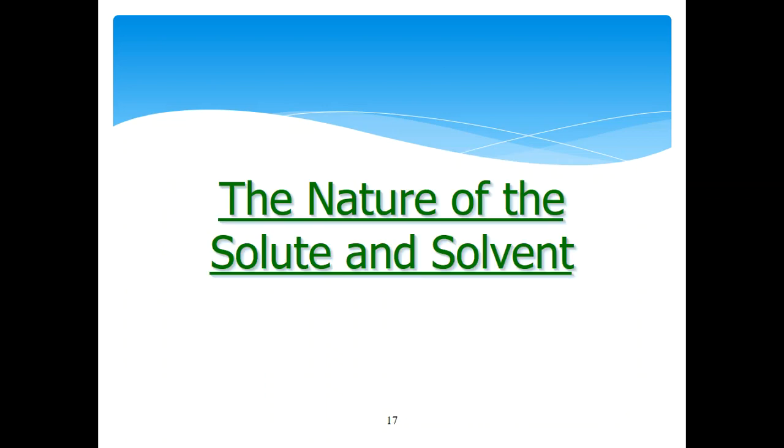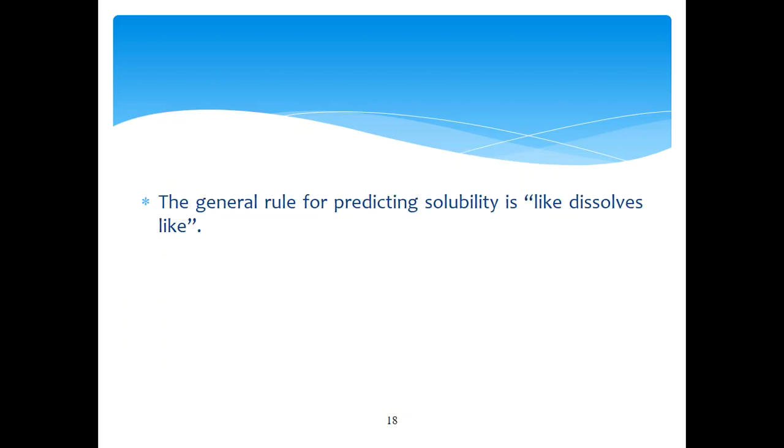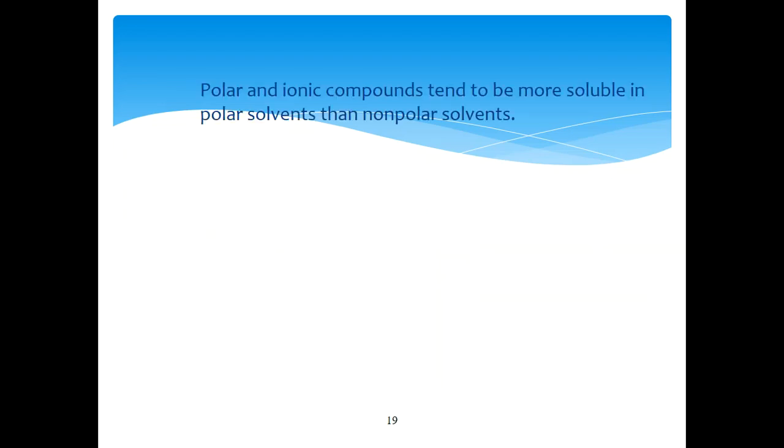All right, so let's look at the nature of the solute and solvent. There's a general rule that is used for predicting whether or not a substance will dissolve in a solvent, and that general rule is like dissolves like. What that basically means is that polar substances will dissolve in polar solvents, and nonpolar substances will dissolve in nonpolar solvents. Now, it's a general rule. There are some exceptions, of course, when rules are general.